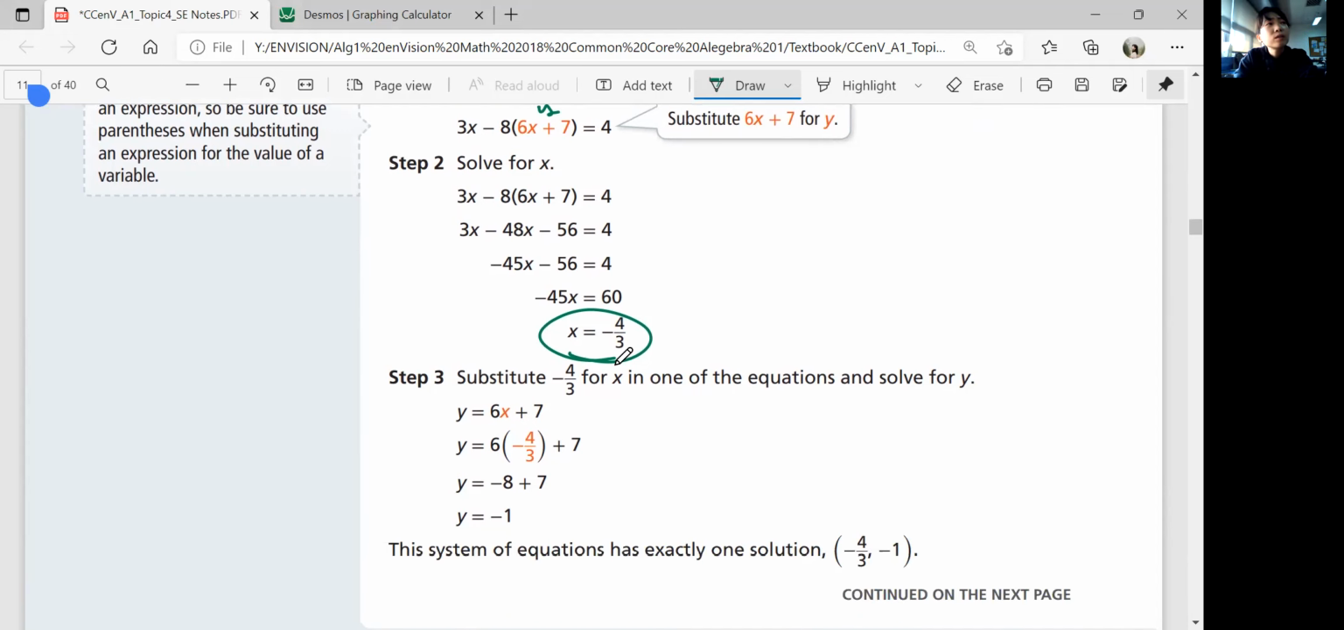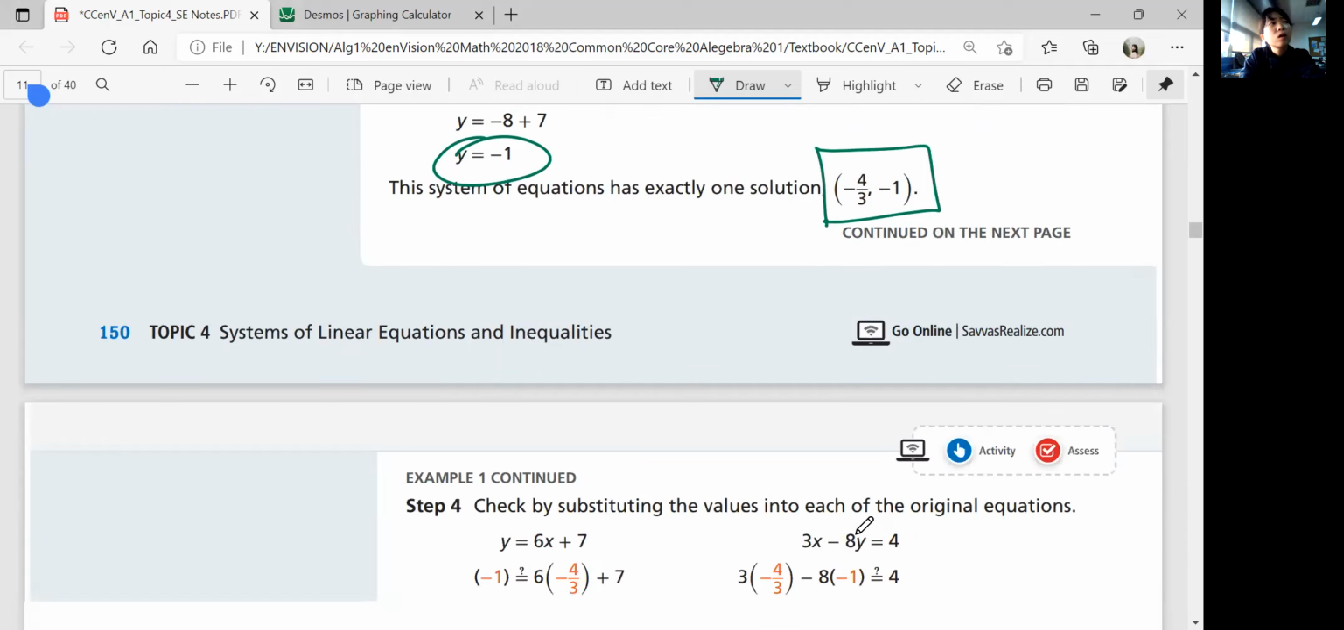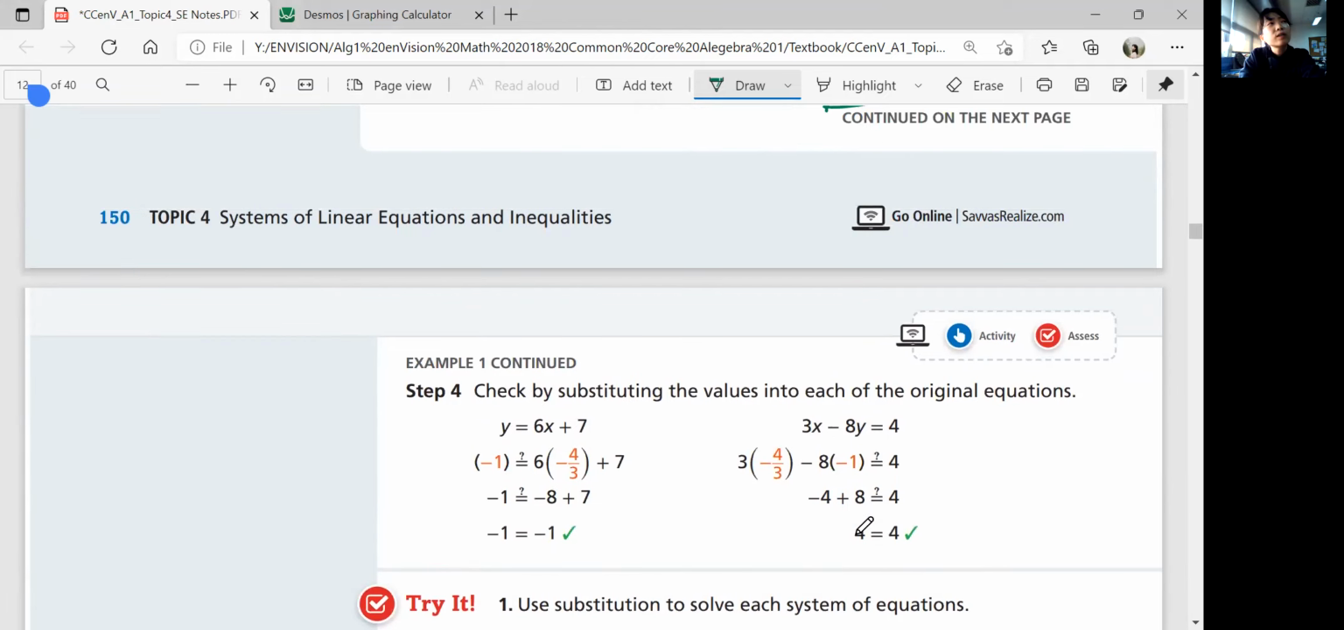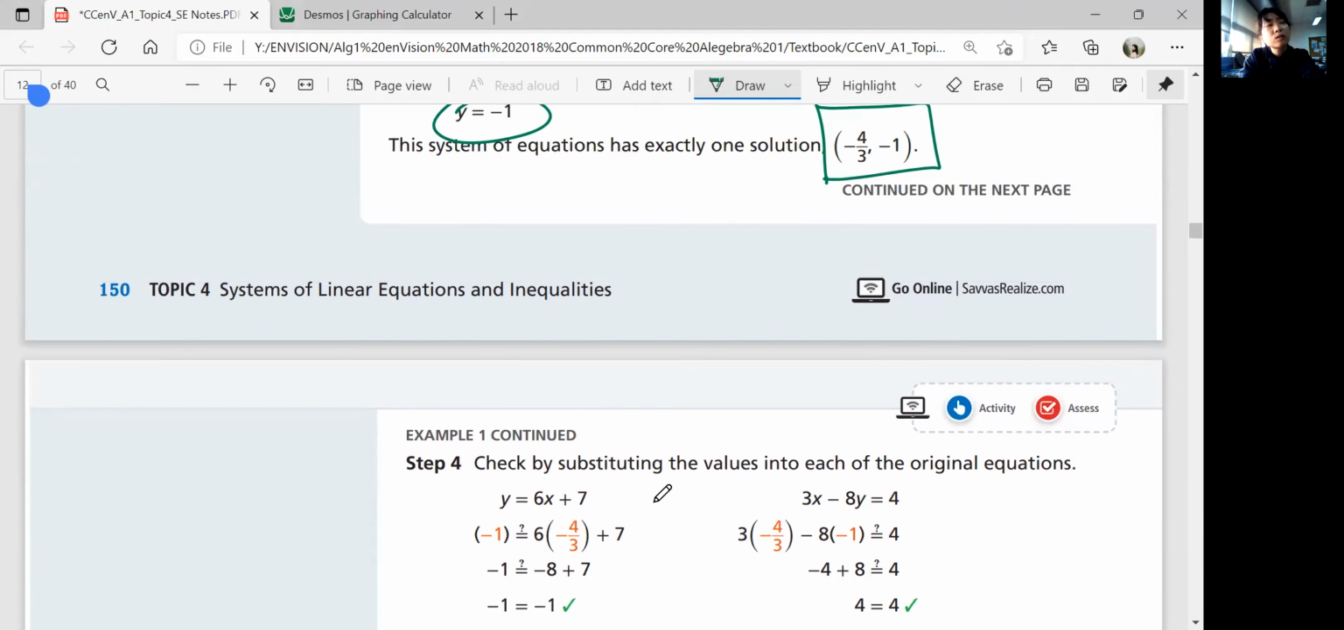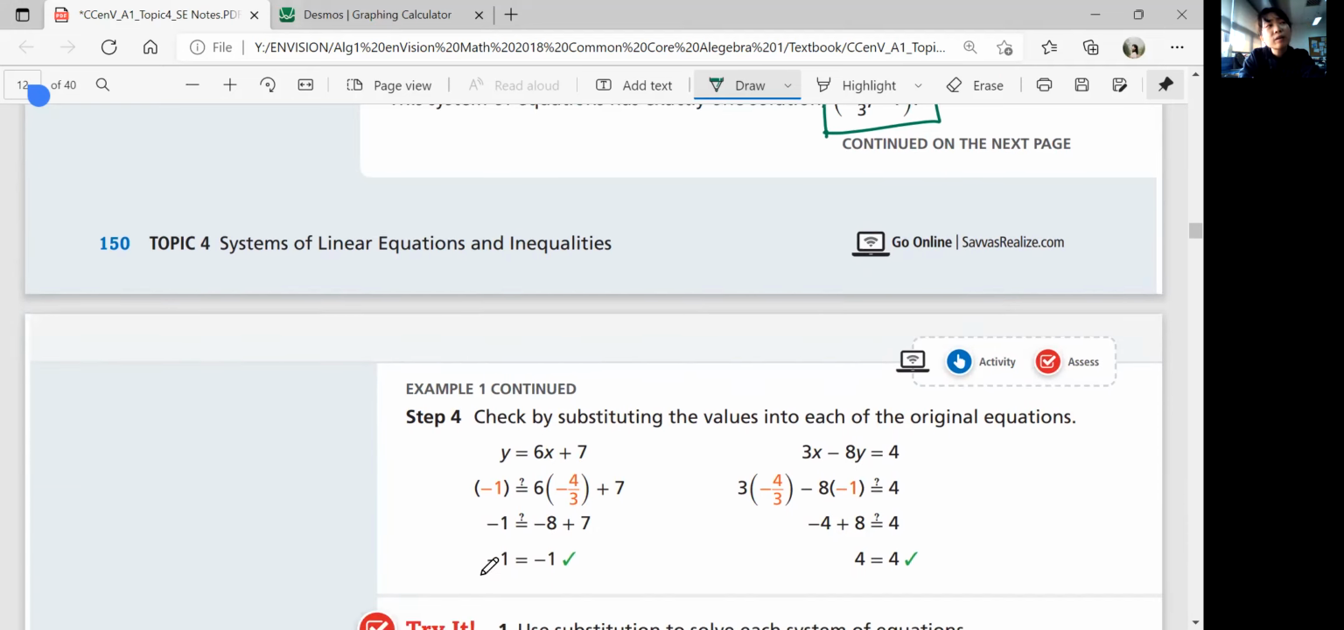So substitute this into either of the equations, and you should get the same answer, -1 for y. Okay, so your point of solution is -4/3, -1. Okay, and then you can check your solution by substituting the x and y values into both equations and see if that makes sense. -1 is equal to -1, 4 is equal to 4, so it's true.